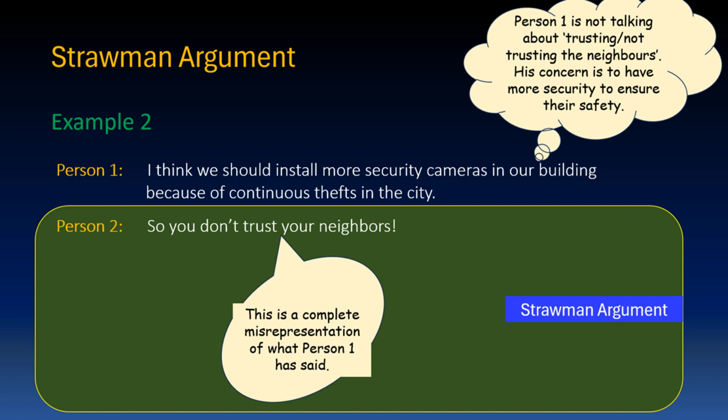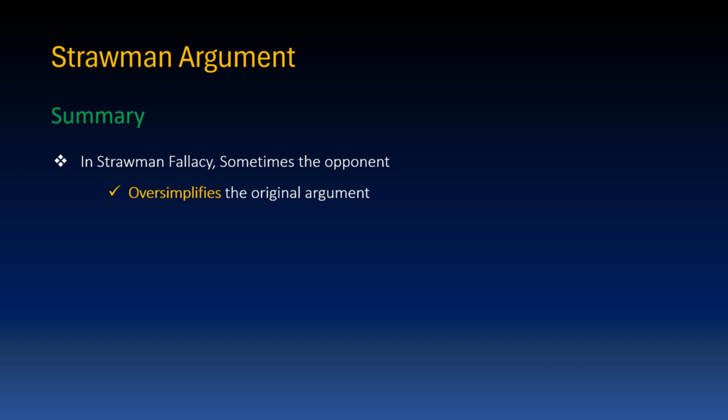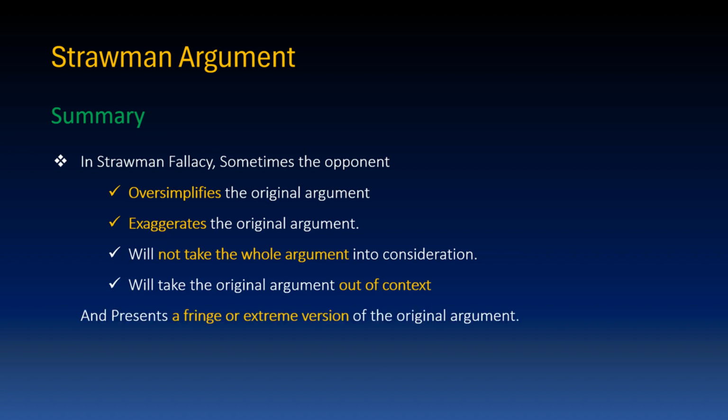So, my friends, let us summarize the strawman fallacy. In a strawman fallacy, sometimes the opponent oversimplifies the original argument, and at some other times exaggerates the original argument. Sometimes the opponent will not take the whole argument into consideration. And at some other times, the opponent will take the original argument out of context and presents a fringe or extreme version of the original argument.